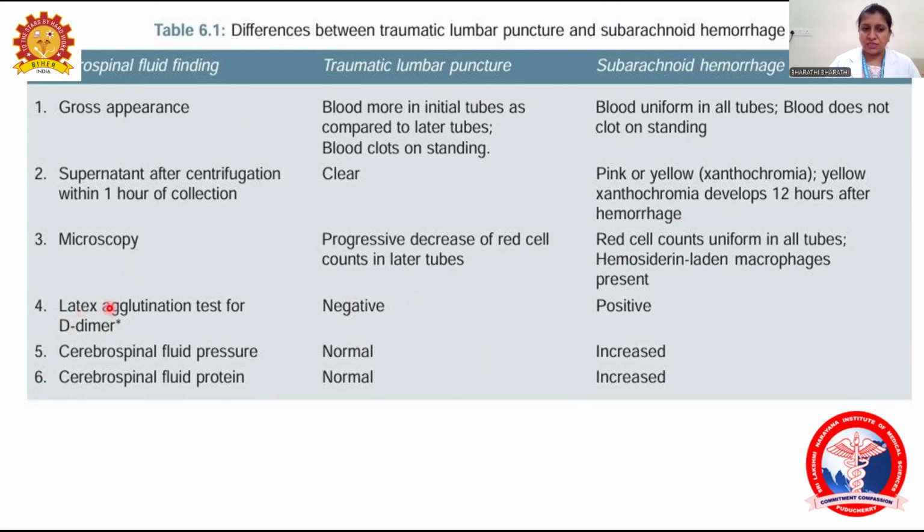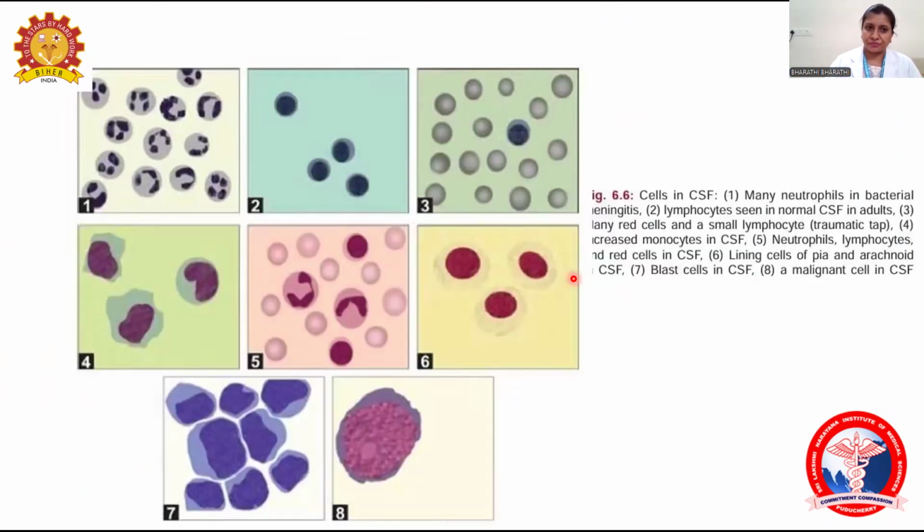And there is one more test we go for, the latex agglutination test. It is generally negative in traumatic, and positive in subarachnoid. About the pressure and fluid protein content also: in traumatic lumbar puncture these are normal, and in subarachnoid they are increased, as some process going on in the brain causes increased pressure.